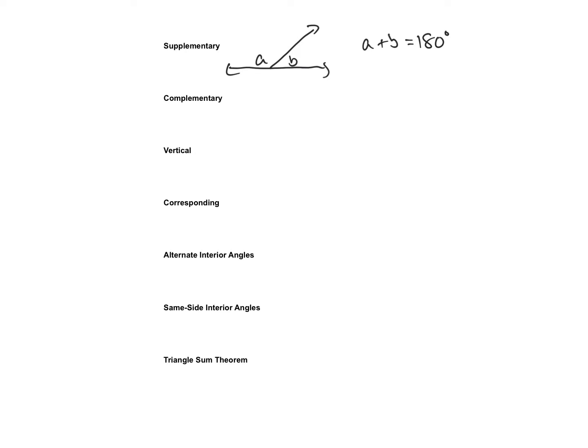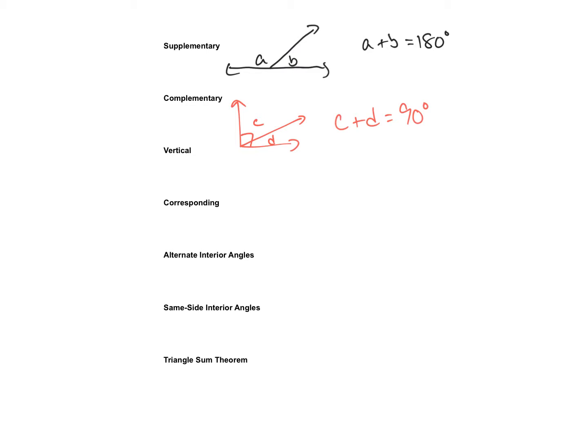For complementary angles, it's kind of the same thing as supplementary, except this time we're dealing with a right angle. So we have a right angle that's divided into two separate parts. And we have angle C and angle D. And so we're going to say that C plus D equals 90 degrees.